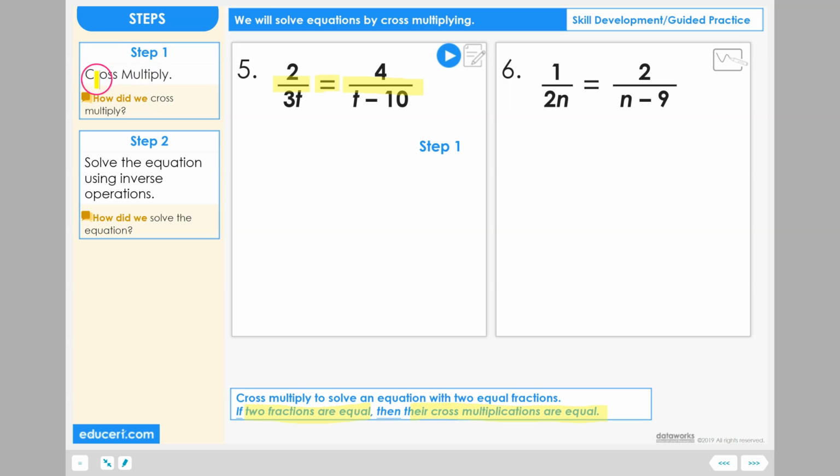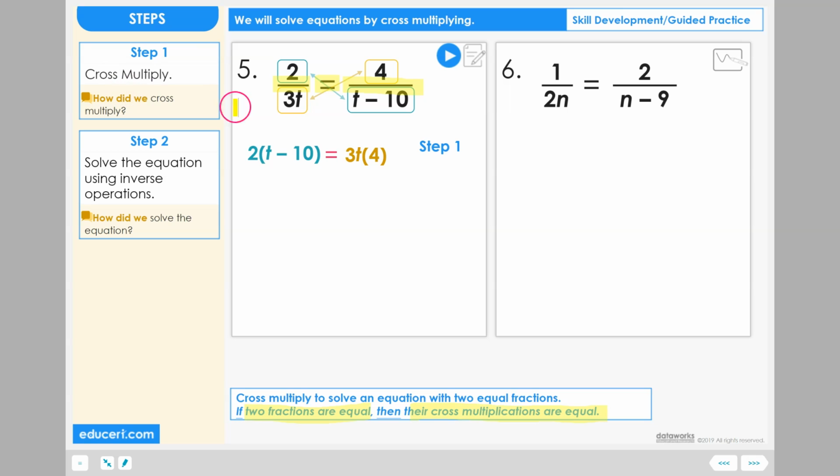Step 1. Cross-multiply. So we're going to start out with the numerator of one fraction times the denominator of the other fraction. 2 times the quantity t minus 10. And then we're going to set up the other cross multiplication, which is our denominator 3t times the numerator 4.